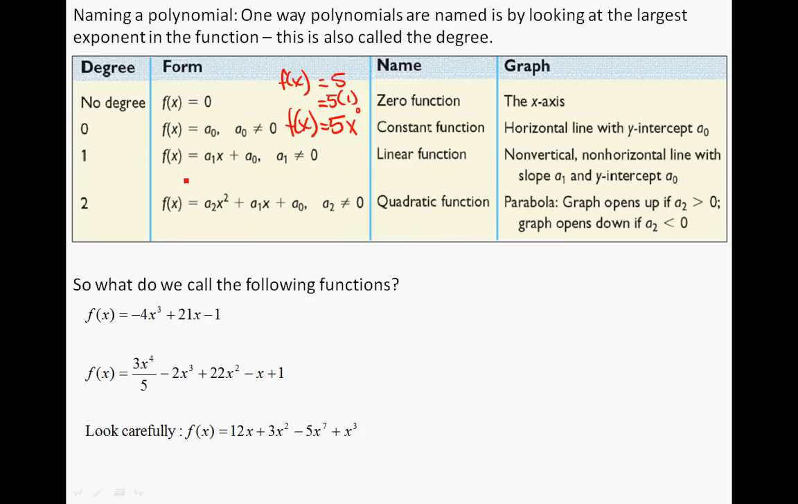Linears, we've seen enough of those. So 2x minus 7. Quadratics, we just saw one of those. And then here are the characteristics of some of those things. So obviously we can have an exponent larger than 2.